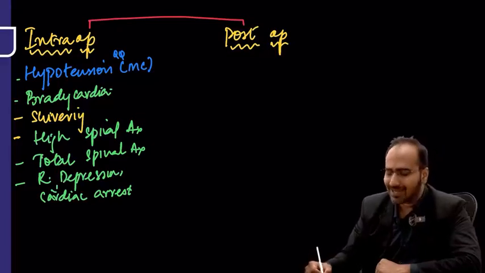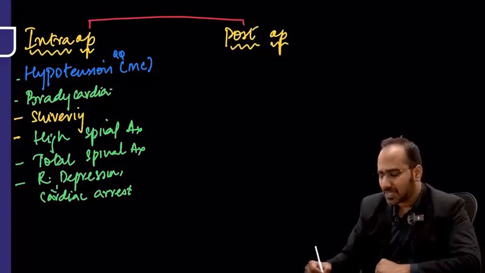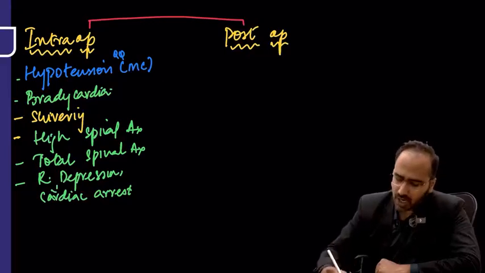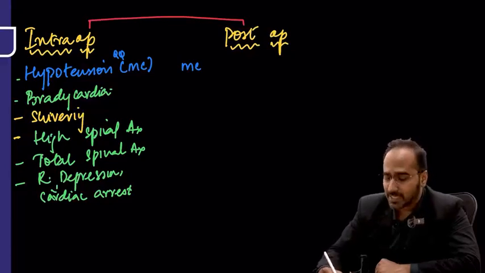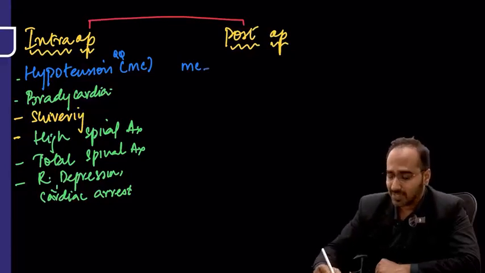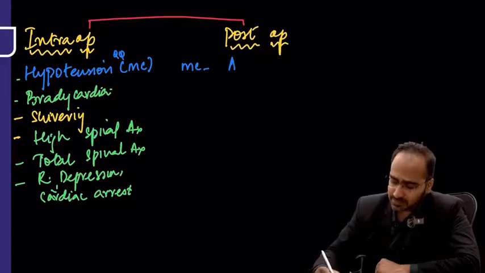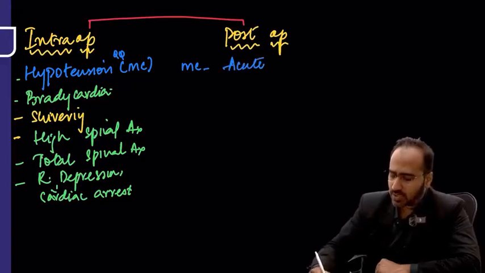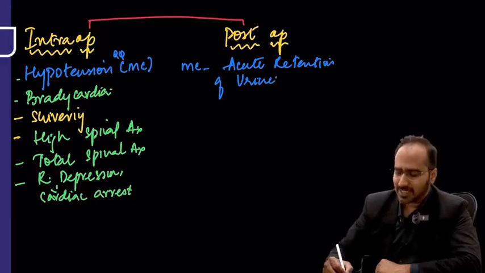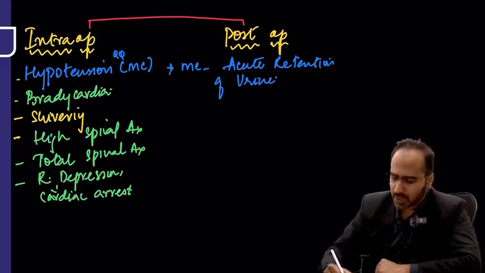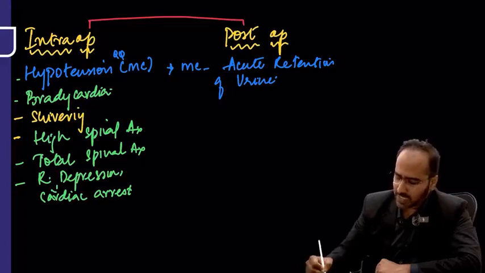Post-operative complications, that is, immediately after surgery: what is the most common post-operative complication? The most common post-operative complication of spinal anesthesia is what, guys? It is acute retention of urine. Acute urinary retention. That is the most common post-op complication of spinal anesthesia.